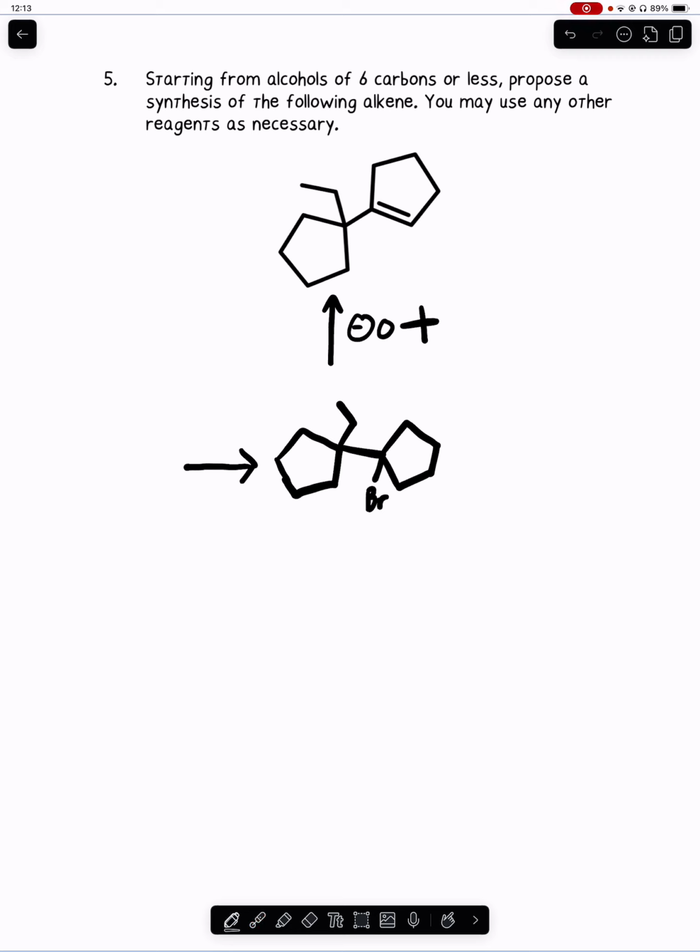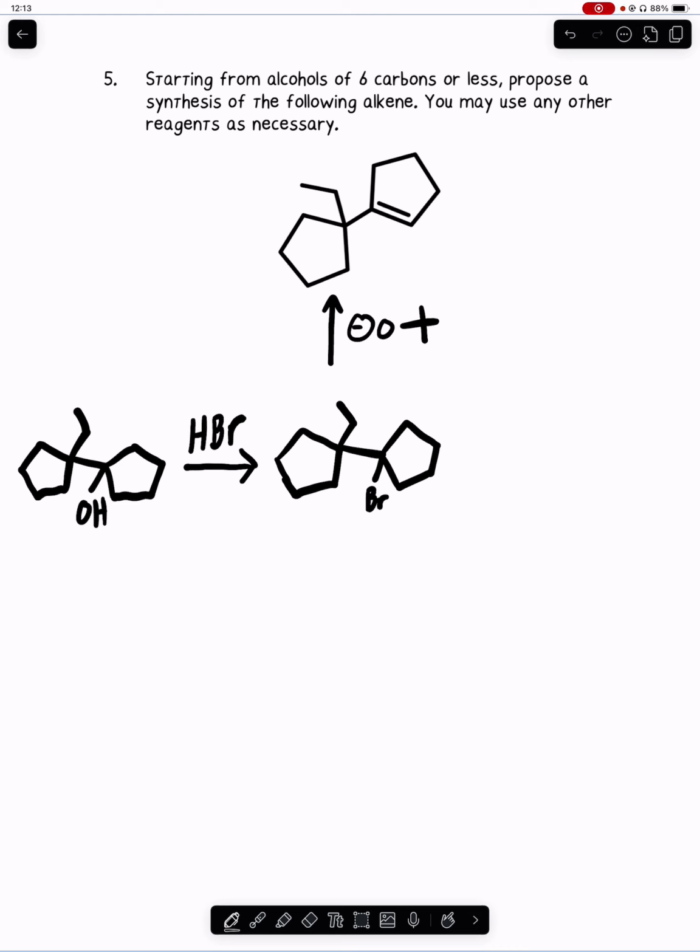So the question is, how can I make this brominated product? Can I do it directly from an alcohol? And the answer is yes, I can. I could have potentially had this alcohol. I'm going to put that hydroxyl group right there. Now, the question is, how can I convert that alcohol into that brominated product? What reagent would I use? Well, because it's already tertiary, we don't really have to worry about shifting. So I'm just going to go ahead and use something like HBr.